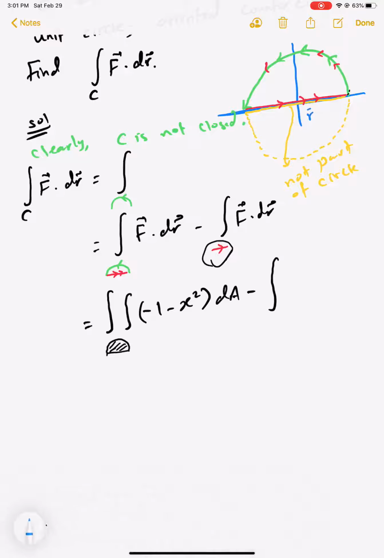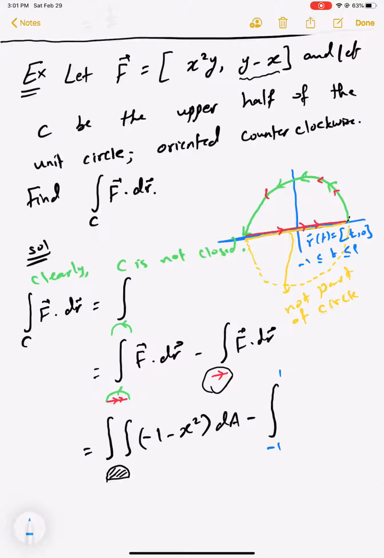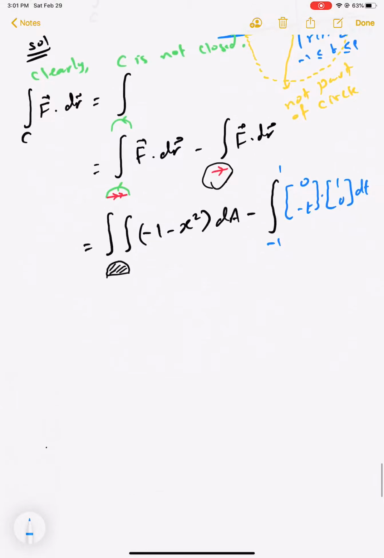So if you agree, this is r of t equals, the x coordinate is t, the y coordinate is 0, and t is from -1 to 1. You go back to F, you replace every x by t, every y by 0. That gives you 0 and 0 minus t, dot r prime, which is (1, 0). So we are very lucky that this integral is really simple. This is just 0. So what we are left with is the integral minus 1.